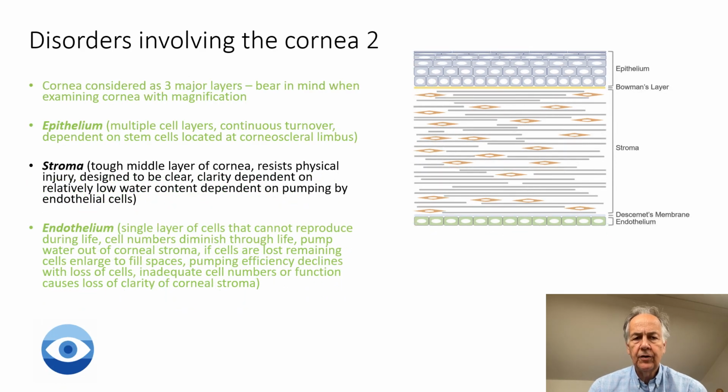The bulk of the corneal thickness, as you can see from the illustration on the slide, is the corneal stroma. This is a tough layer resistant to physical injury. It is designed to be clear to allow light entry into the eye. The clarity depends on keeping the water content in the corneal stroma low, which is achieved by continuous pumping out of water by the endothelial cells, which are located on the corneal surface facing the aqueous humor.